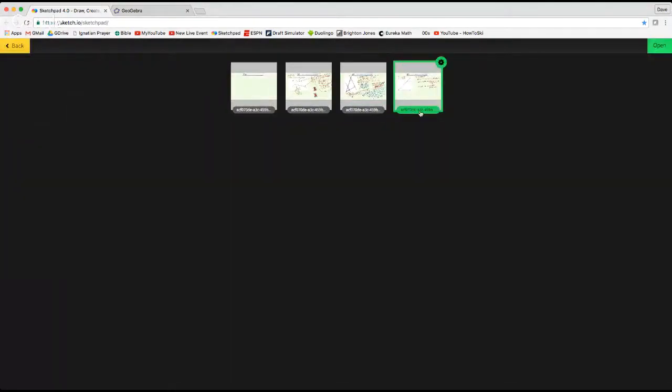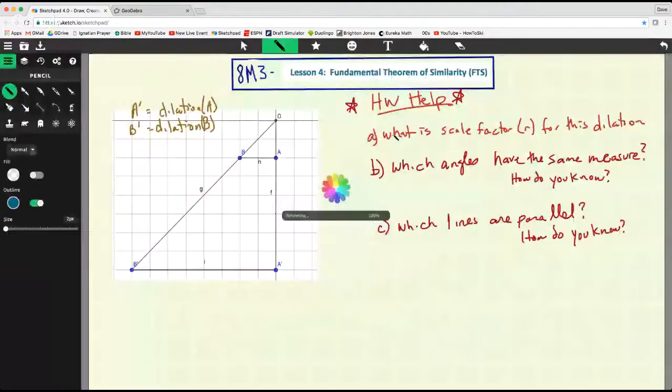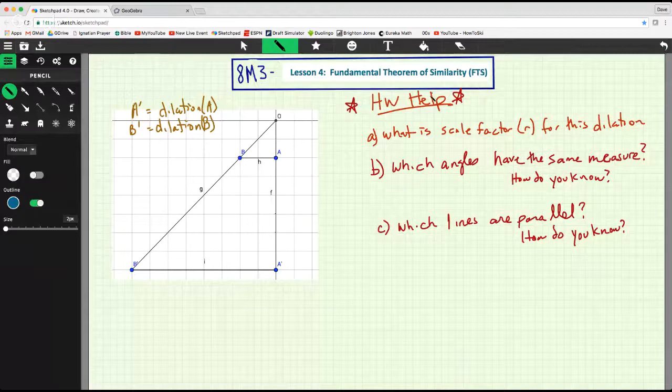Now we're going to move on, and we're going to go straight to homework help. So this is homework help, and we're just going to use the power. So this is going to be a lot simpler. Now this is cool because we just used the power of the fundamental theorem of similarity to answer questions.